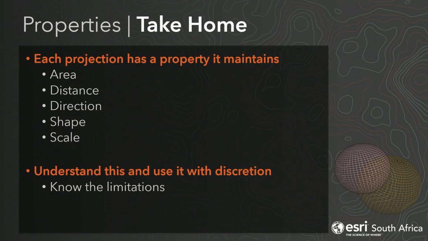So be circumspect, be careful of what projections you use, because you could be adding some errors into the data if you're not using the right one. So take home message here. Each projection has a property it maintains, and it potentially could maintain more than one property. Area, distance, direction, shape, and the scale.